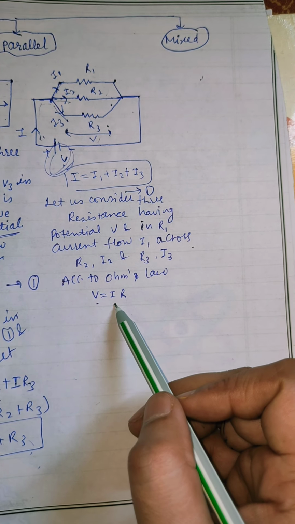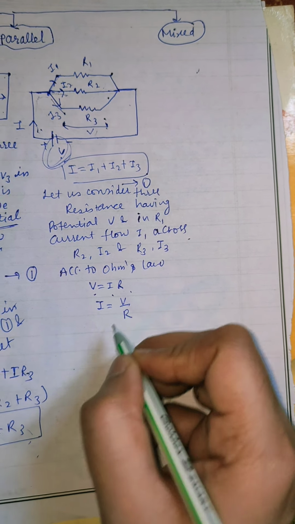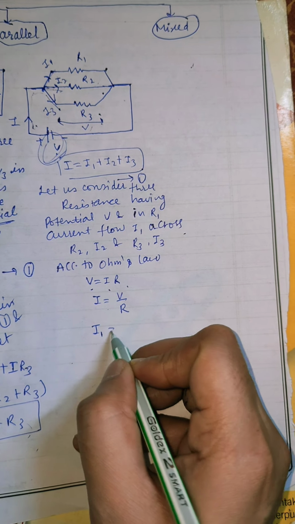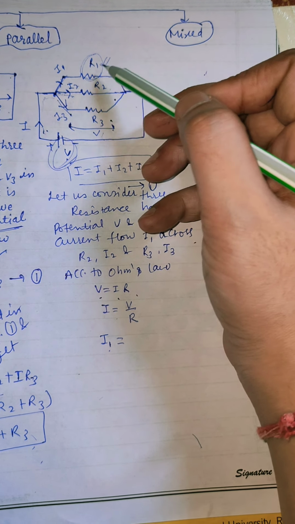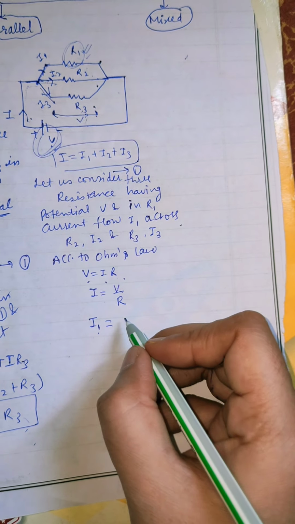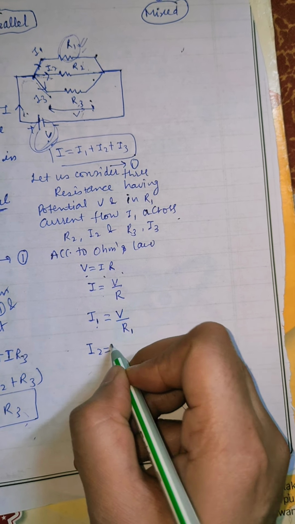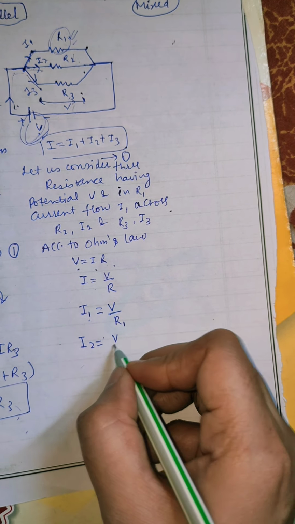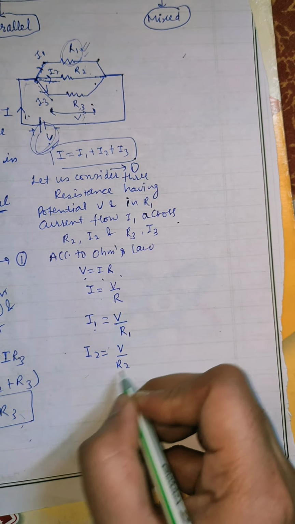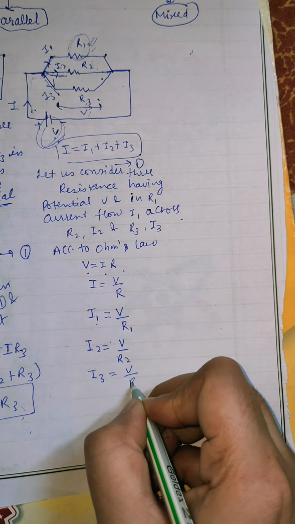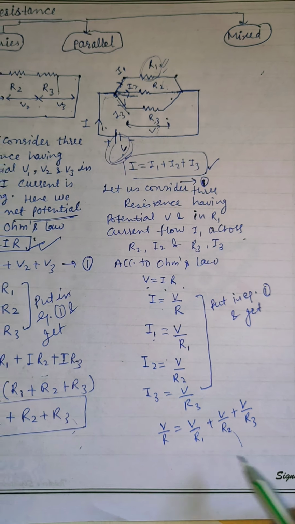We use Ohm's law, V equals IR. Here we find the net current, so I equals V upon R. Now we write I1. I1 is the current flowing through resistance R1, and the potential across R1 is V, so we write V upon R1. Similarly for I2, the potential is the same for all the resistances, so I2 equals V upon R2. Similarly I3 equals V upon R3. All these values we put in equation one and get this term.